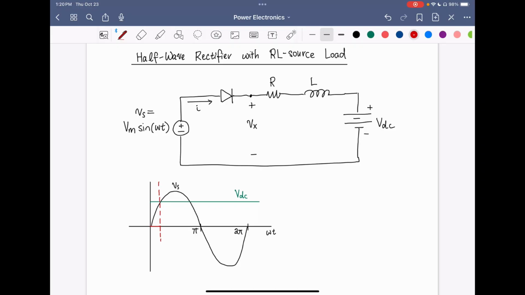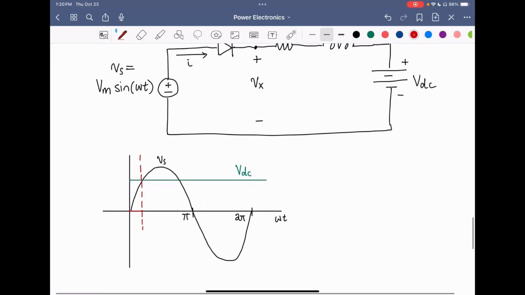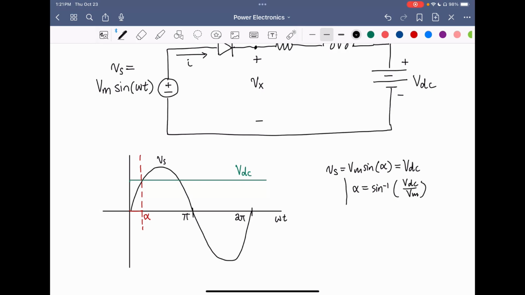So at this point, we're just going to name this point omega t equals alpha. At alpha, this is the point at which Vs, which is equal to Vm sine omega t, with omega t equals alpha, equals VDC. And to solve for alpha, we divide both sides by Vm and take the inverse sine. So we get alpha equals sine inverse of VDC over Vm. This is the point at which the diode starts to conduct.